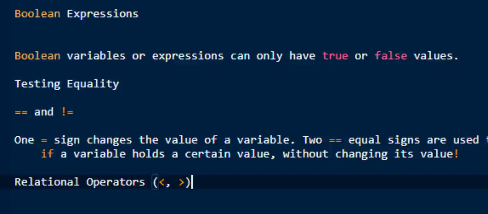Similarly, the relational operators, that is the greater than and less than symbols, are used to compare numerical values or arithmetic expressions. Though some programming languages allow using relational operators like greater than to compare strings, Java uses only these operators for numbers and uses the string methods compareTo and equals for comparing string values.